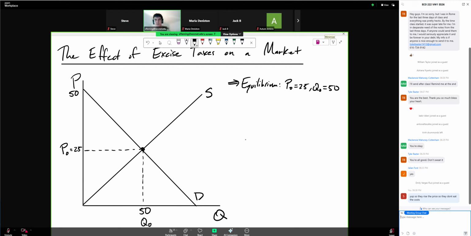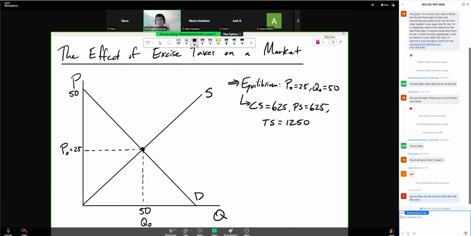Now, if we go ahead and compute the surpluses here, consumer surplus is going to be this triangle up here, right? And that's going to be 50 times 25 divided by 2, the area of that triangle. So it's going to be 25 times 25, which is 625. Producer surplus is going to be symmetric: 50 times 25 divided by 2. And that leaves total surplus, the sum of those two things, so 1250, like so.